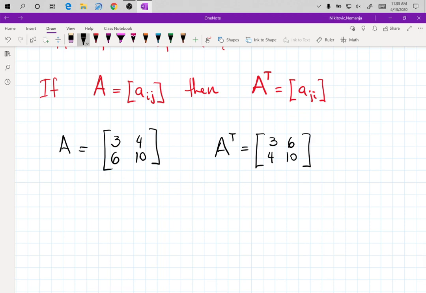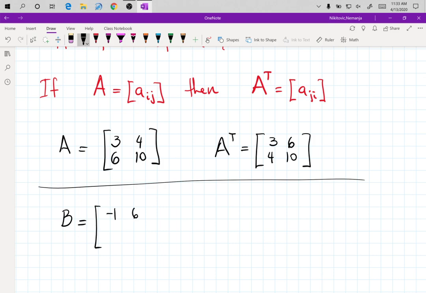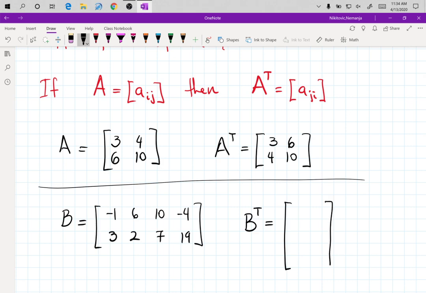Now that's much better seen in the matrix, let's say B. This is the next example, matrix B. We'll come up with some kind of a longer one, so let's go with -1, 6, 10, and -4, and then have 3, 2, 7, and 19, whatever, right? So what is the B transpose? Well, the B transpose now is going to be a matrix, right? This is 2 by 4, so this one is going to be 4 by 2. So your row becomes a column.